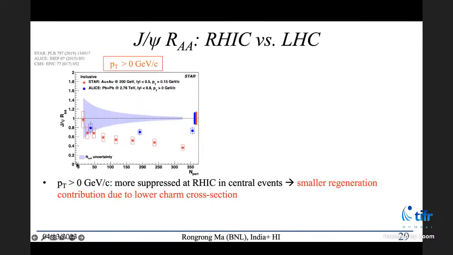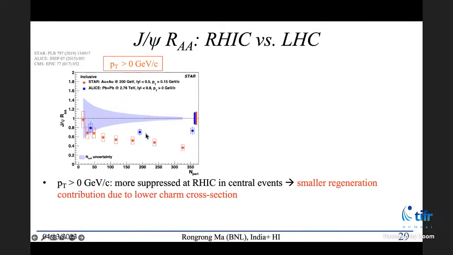So this is the J/psi RAA as a function of centrality. The STAR data are shown in red and the ALICE data in blue. Here you can see something quite interesting. Naively, one would think that at the LHC, because the medium is hotter due to the larger collision energy, you expect a bigger J/psi suppression. Here we see the other way around: the J/psi is less suppressed at the LHC compared to RHIC.